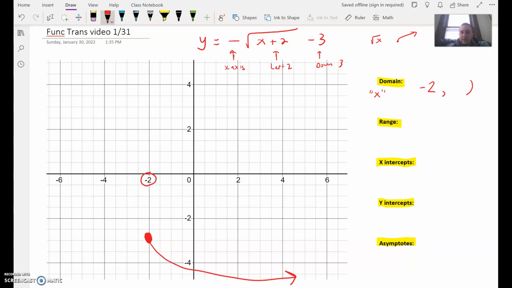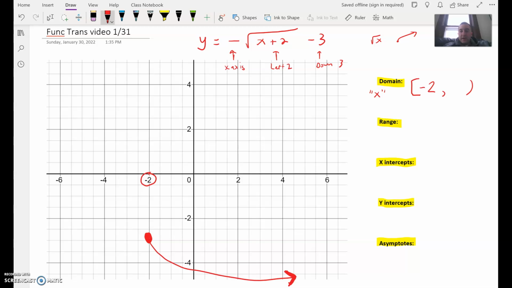We have to use this symbol to show that negative 2 can be used. So we can include negative 2. And then this graph goes forever to the right. That's what this arrow means. It literally goes forever. So every single x value that's greater than that, 2, 3, 4, 5, 6, 7, all the way to infinity, all of those work.